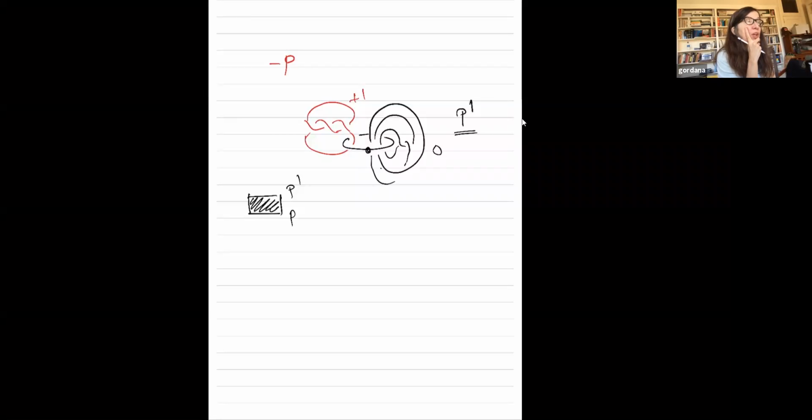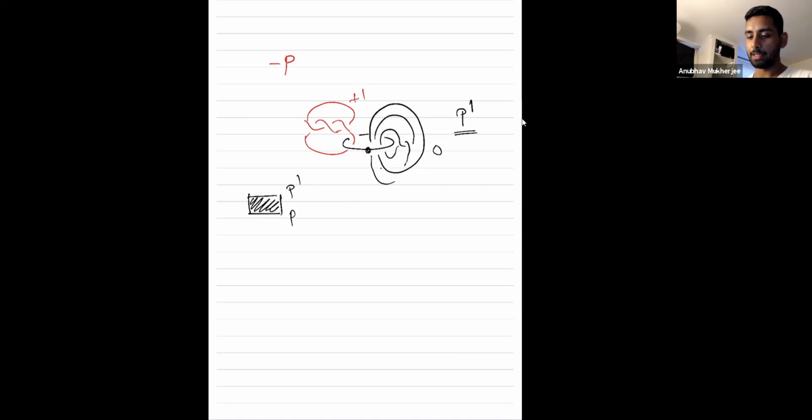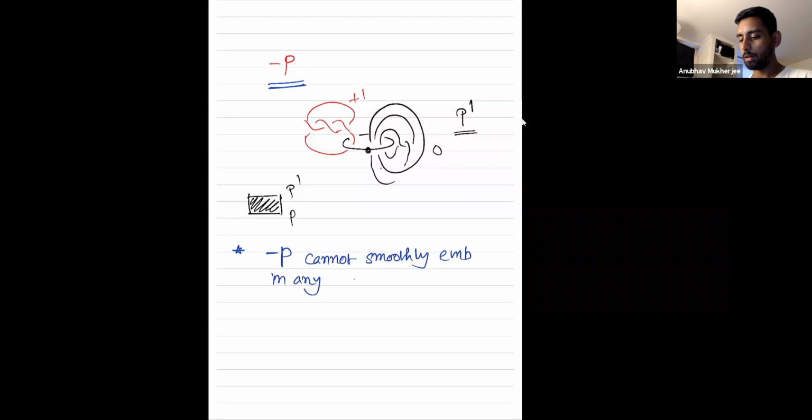And so now you have the Stein filling. As I say, mostly I thought about the Poincaré homology sphere with negative orientation. In particular, one can prove that the Poincaré homology sphere with negative orientation cannot be smoothly embedded in any weak filling omega prime.